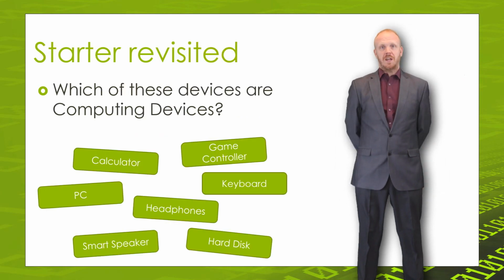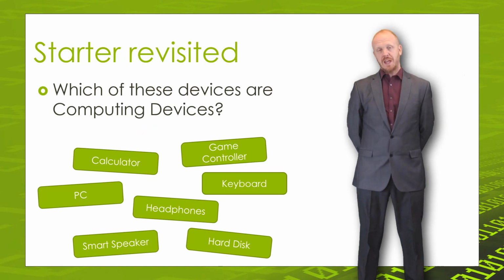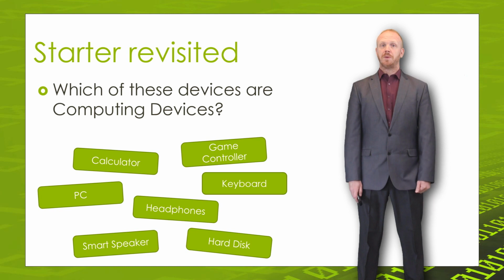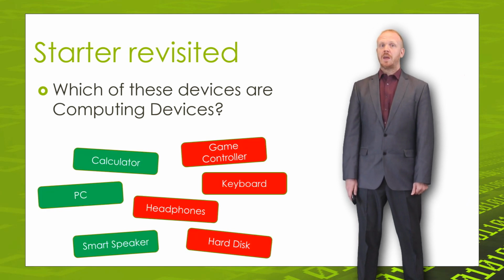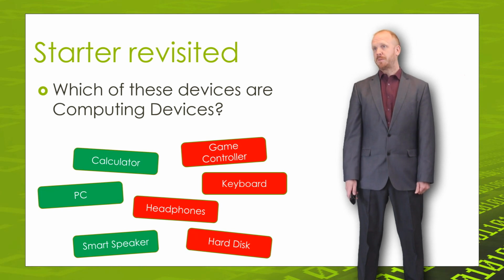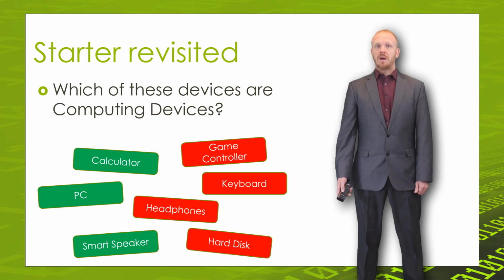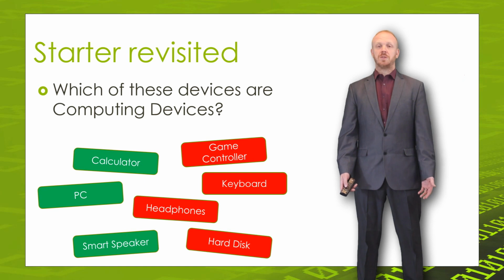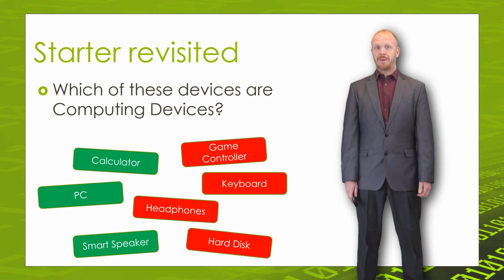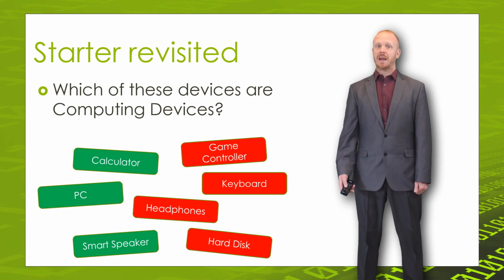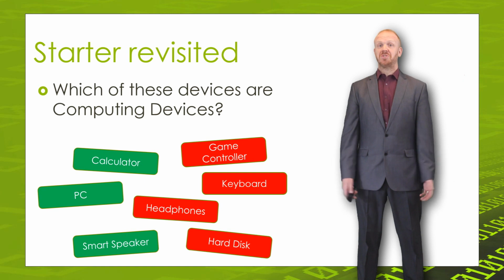So let's look back at the starter. Which ones of those now, knowing the definition, do you think are computing devices? Well, it was these three. It was a calculator, a PC, and a smart speaker. All of those three take an input, process it, and output the results. A game controller only deals with inputs. It doesn't do any processing, it doesn't give you a result back. A keyboard is the same as a game controller. You use it to give inputs, but it doesn't tell you anything. Nothing comes back through the keyboard. And headphones only do outputs, nothing else, and a hard disk does none of those things.